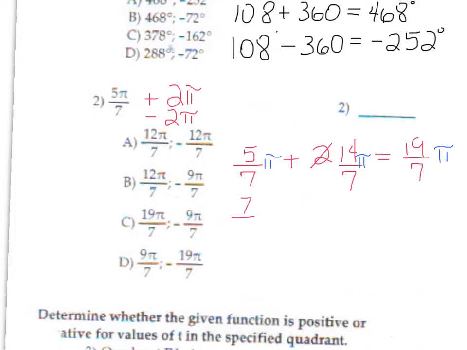And then when you do the same thing with 5 over 7 minus 2, again, the 2 is just 14 7s. When you combine that, that is negative 9 over 7. And then just put your pi on the side. So the answer to this problem is letter C. Problem number 3.